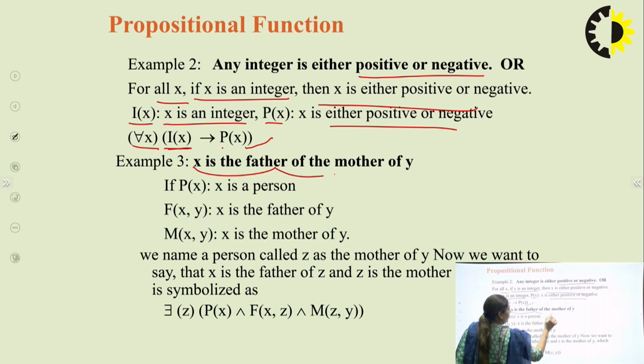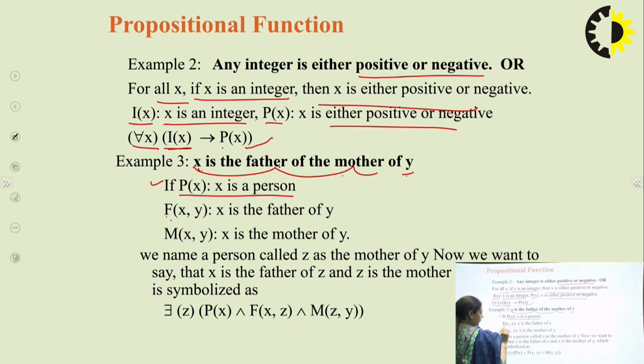X is the father of mother of y, right? Now understand the sentence. X is the father of mother of y. First y is there, then his mother, and then his father x, right? So how do we represent this? If x is a person, then we have two things now, x and y. First function is f. F is the father of y. X is the father of y. Now x is the mother of y.